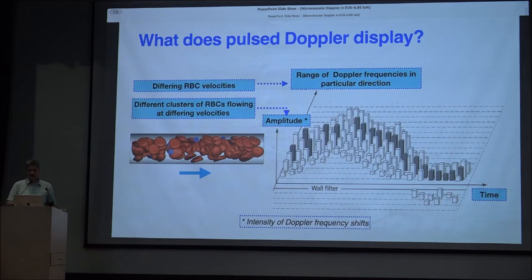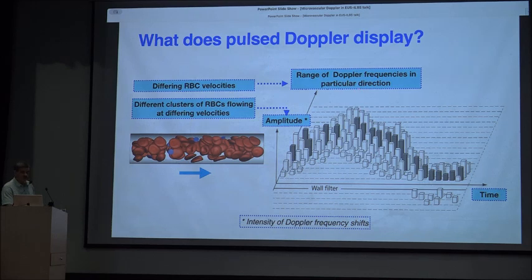So what we are studying is a blood vessel in which RBCs are flowing. RBCs don't flow in isolation, they flow in clusters, and they act as Rayleigh scatterers. The clusters vary in size. So there are different groups of RBCs, so to say, flowing at different speeds. And the differing RBC velocities will be translated to a range of Doppler frequencies.